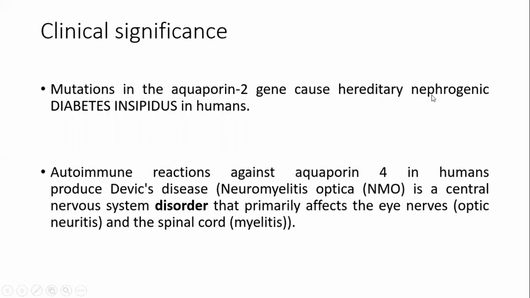Okay. Now coming to the clinical significance. So suppose there is a mutation in the aquaporin gene. It is going to lead to nephrogenic diabetes insipidus in humans. And the other autoimmune reactions will be happening if it is aquaporin 4. See, 2 hai yahan pe, fourth one hai. And the disease are known as Devic disease or the neuromyelitis optica, which is a central nervous system disorder which affects the eye nerves. Naam se hi pata chal raha hai, right? And the spinal cord myelitis.